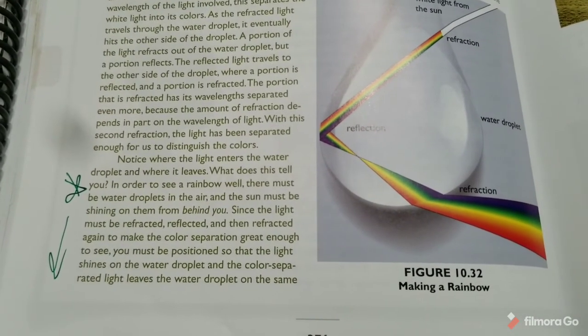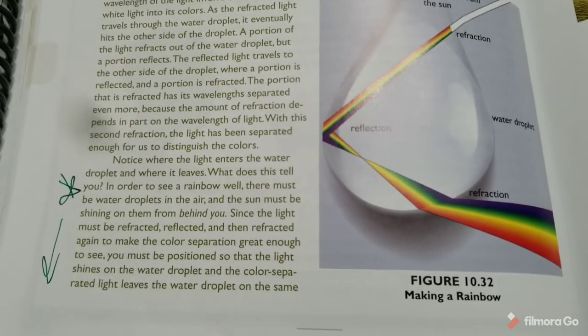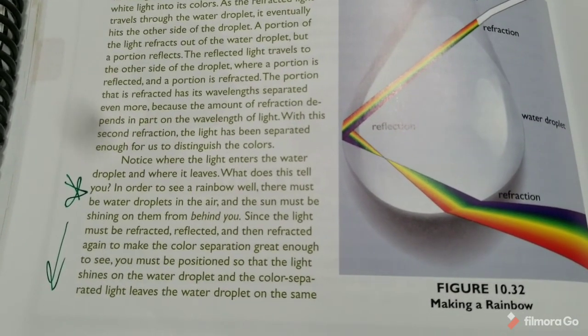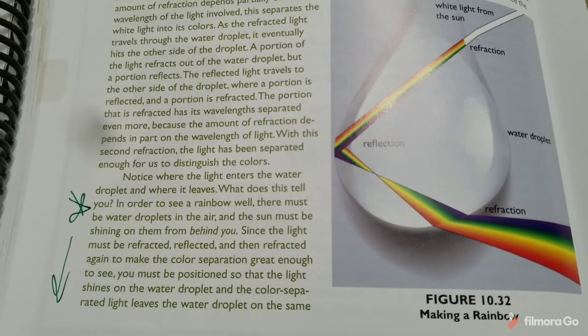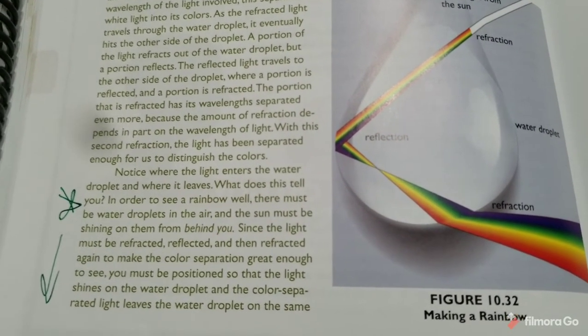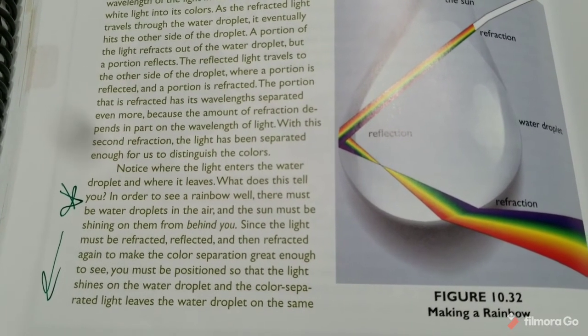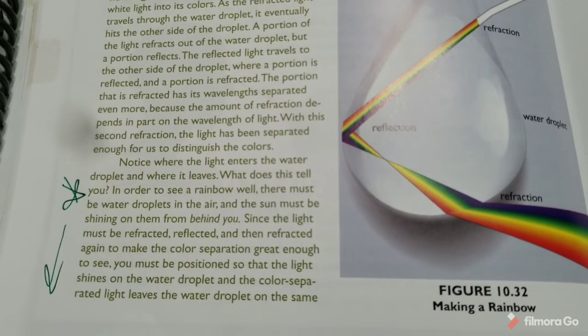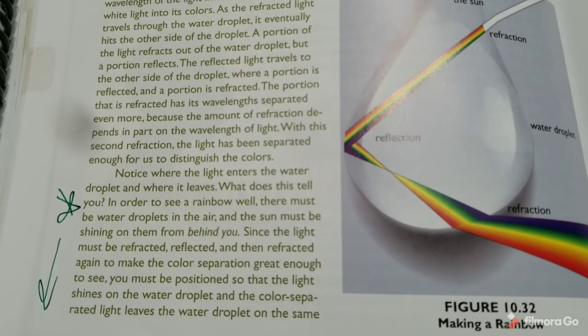And what does this tell you? See, there must be water droplets in the air. There must be sunlight shining from behind you. And that's key. They will probably ask you what are the conditions under which you can see a rainbow, okay? You must have sun behind you. You must have raindrops in front of you.